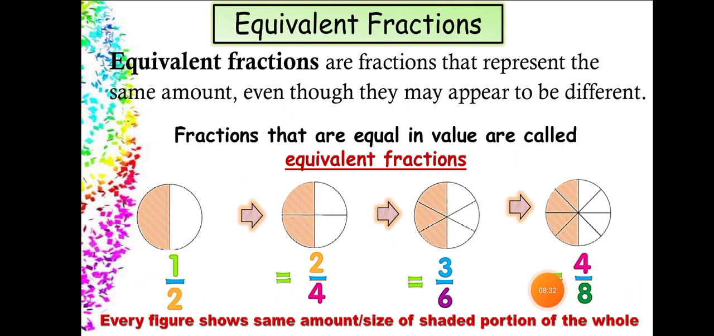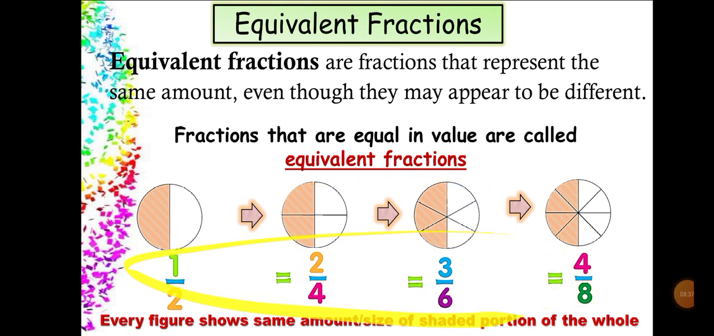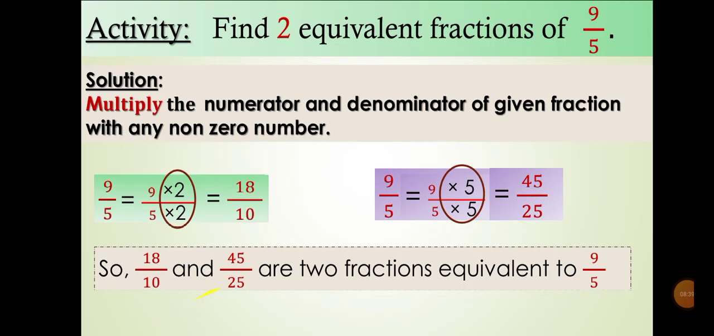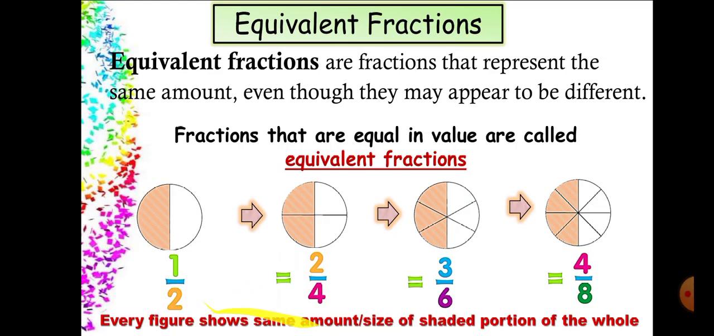Now what we have to do is check whether these figures are equivalent to each other. For that we have to multiply. So let's multiply. 2 multiplied by 2 equals 4, and 1 multiplied by 2 equals 2. So 2/4. Yes, this is equivalent.